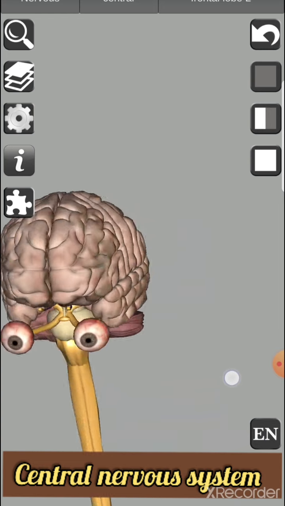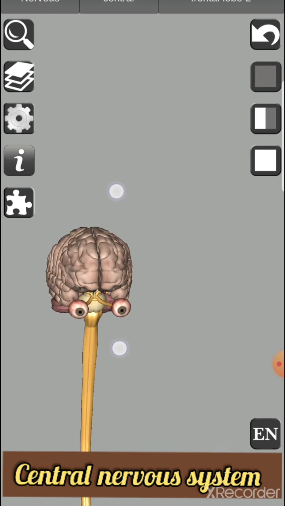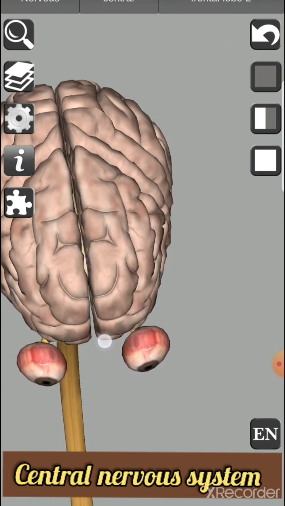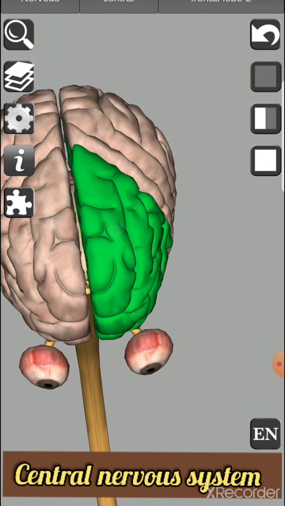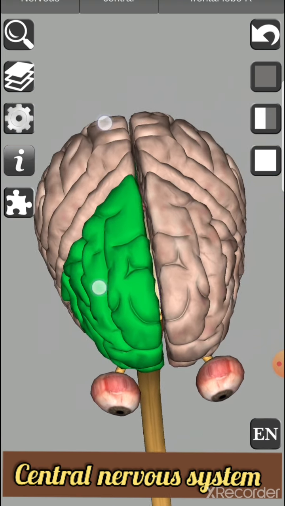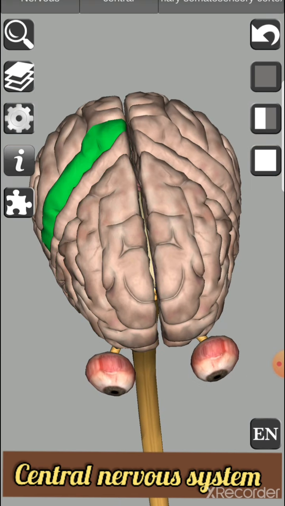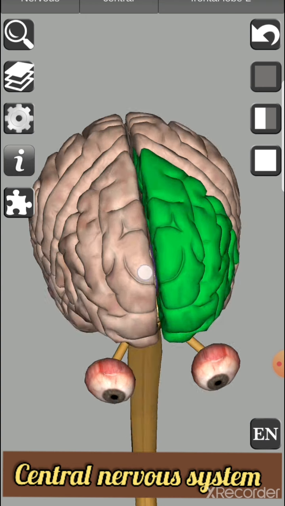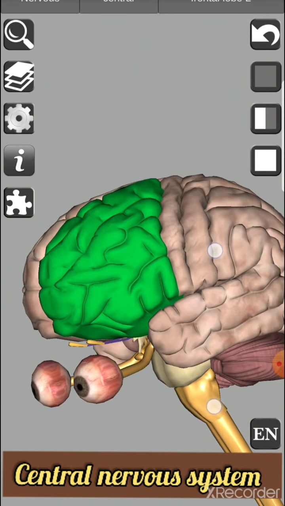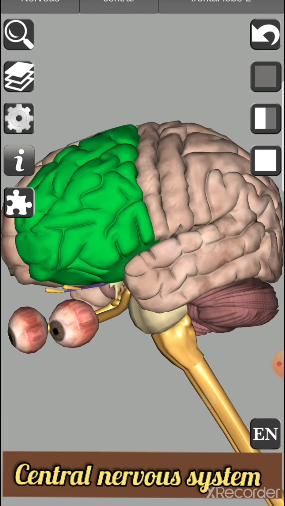If we look at the cerebrum here, we can see there are two parts. These are the two hemispheres. There is a right side hemisphere and a left side hemisphere, and together they form the largest part of the brain, known as the cerebrum.